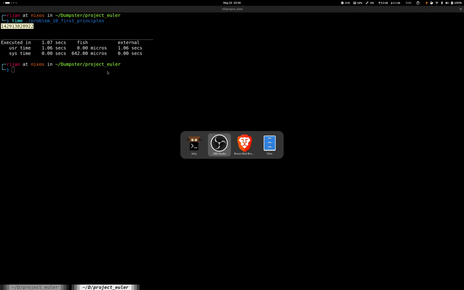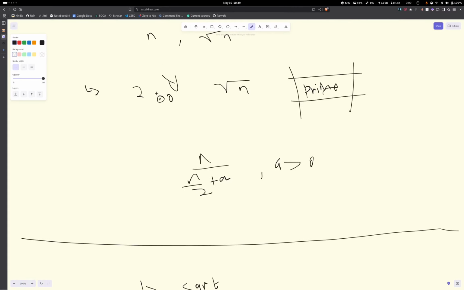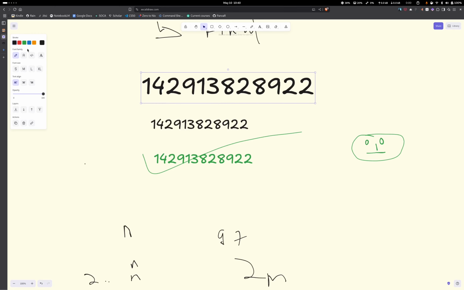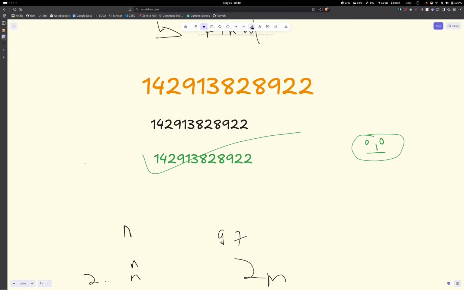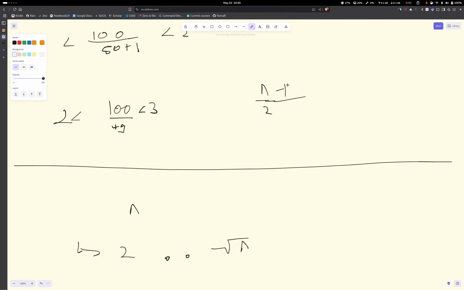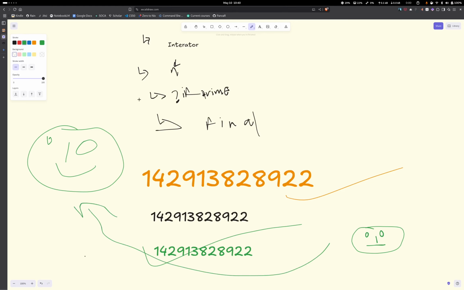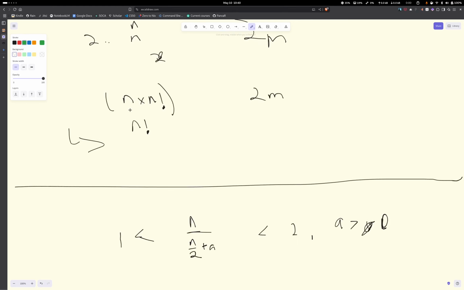And the answer is, let's make sure our answer is right. Let's go with an orange number. So the answer is correct. 14291382892. Okay, so I think that deserves a big old smiley face because we went all the way from here to here.